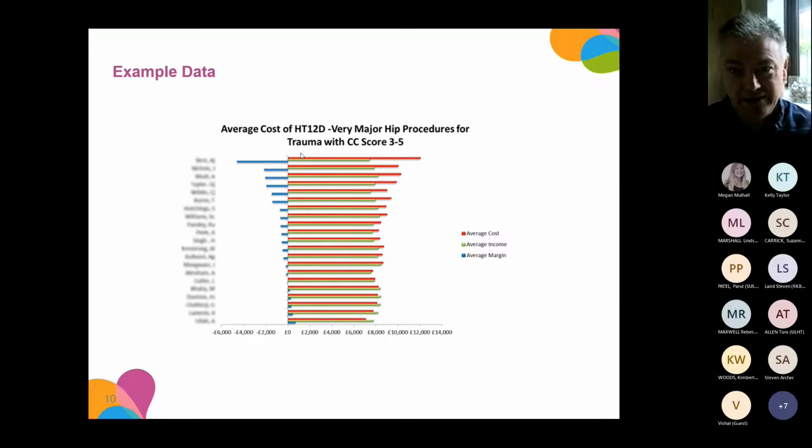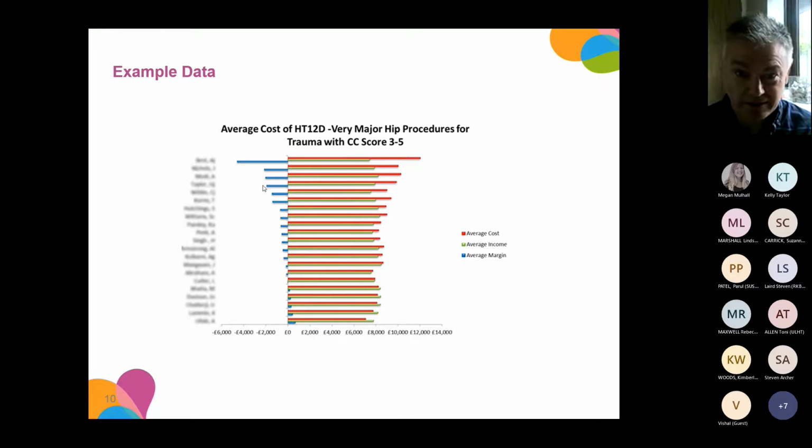So what we're able to then do is look at things like average cost. This is a typical HRG code. It's a 5-digit code, which is HT12D, which means very major hip procedures for trauma with a complication and comorbidity score of 3 to 5. But we're able to look at what our average cost is by consultant. So we can see there's a variation in cost. We're able to look at what the average income is by consultant, and therefore what the average margin is.